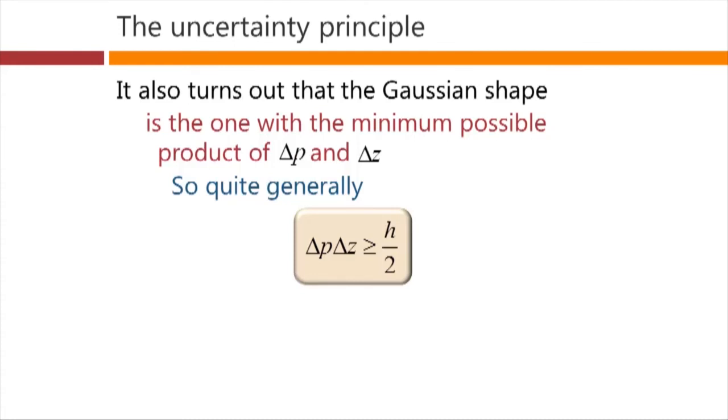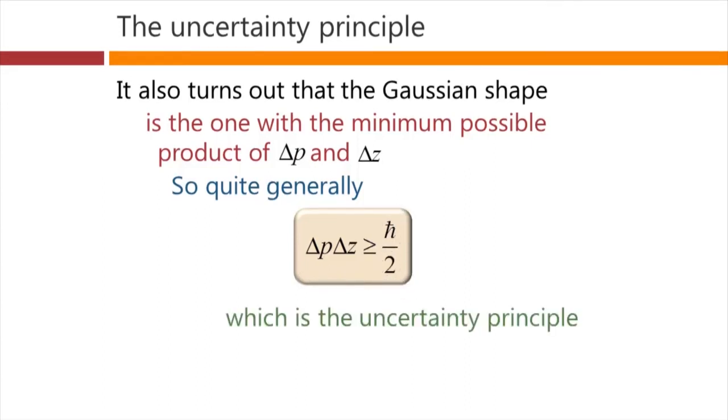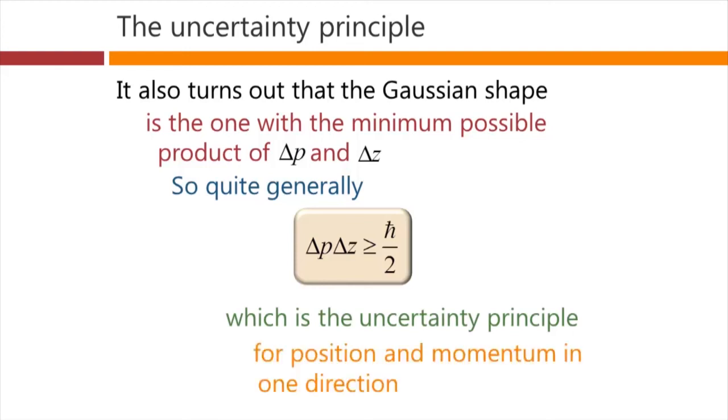The first is that if we let our Gaussian propagate, it will get a little bit wider anyway, so the delta z will increase even if the delta p did not. So we'd have to have a greater than or equal to from our Gaussian experiment, as it were. But as we said, the Gaussian is also the best possible shape. Other shapes give us worse products of delta p and delta z, so they would also be greater than h bar over 2. And this, of course, is our uncertainty principle for position and momentum in one direction.